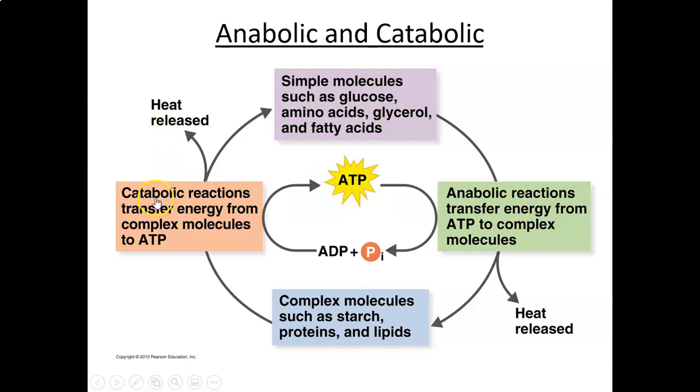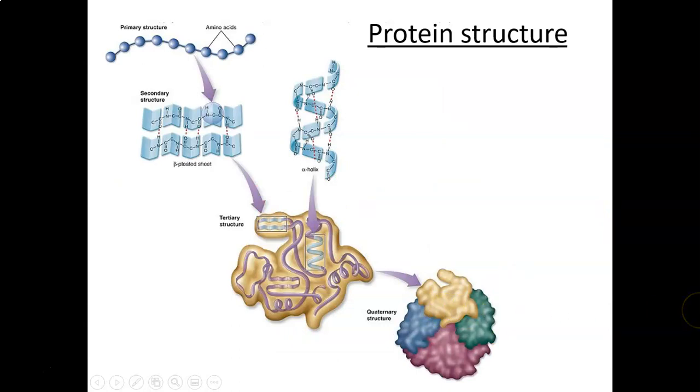So here we have catabolic reactions transferring energy from complex molecules to ATP. We're storing energy here. We do that when we break down complex molecules into simple ones: glucose, amino acids, glycerol, and fatty acids. And then in our anabolic reactions, building them up, we transfer that stored energy in ATP to help us make those complex molecules.